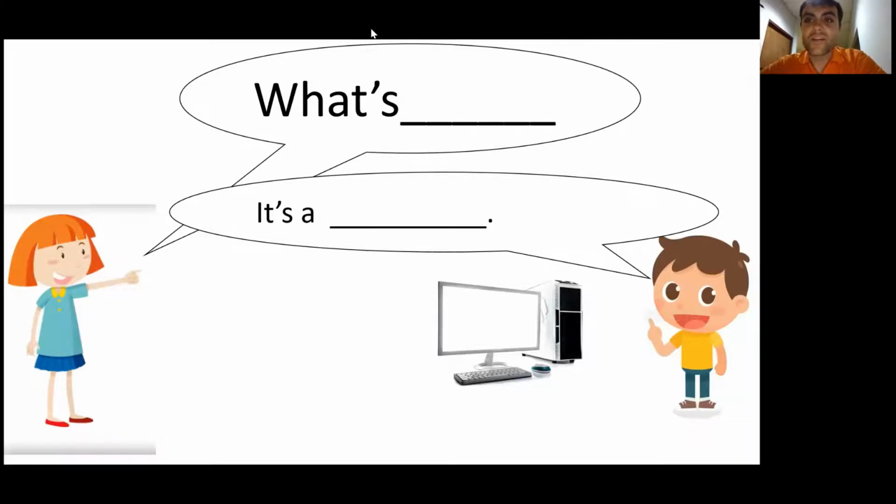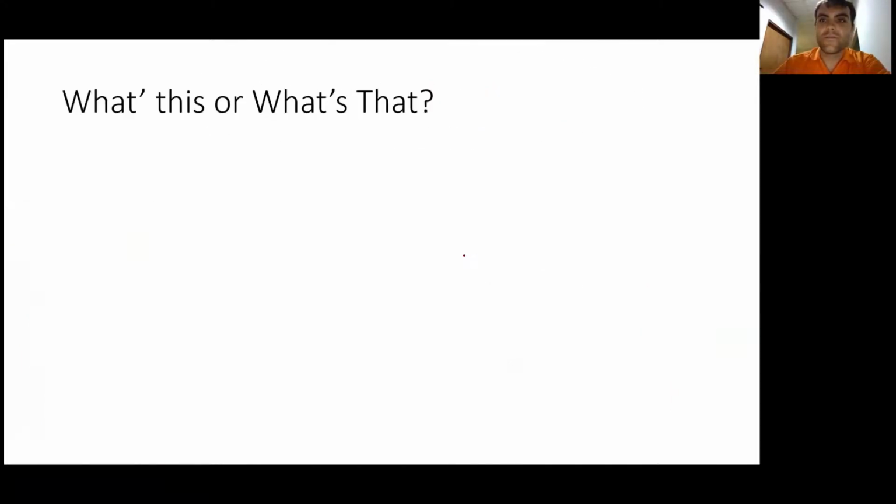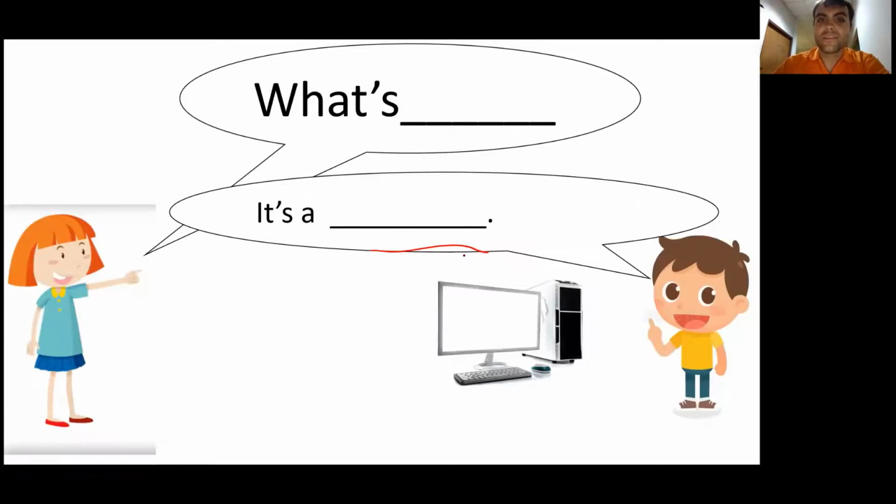All right, so now we're gonna do an exercise that we've done once before, actually several times before, but this time there's a little wrinkle. You need to fill in both this part and this part. So she's gonna say, what's that? And then he would say, what? What's he gonna say? Right, it's a computer. So what's that? It's a computer.